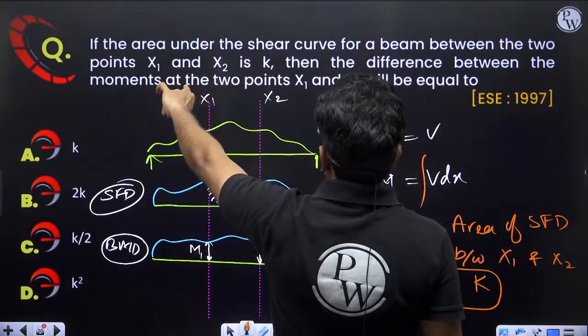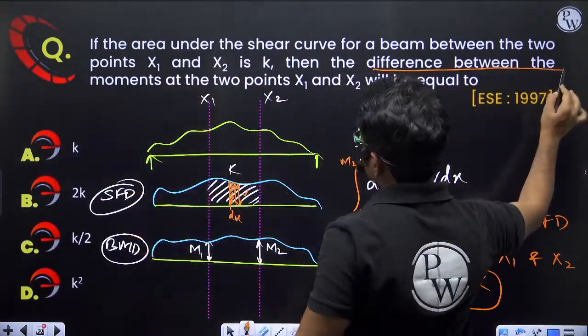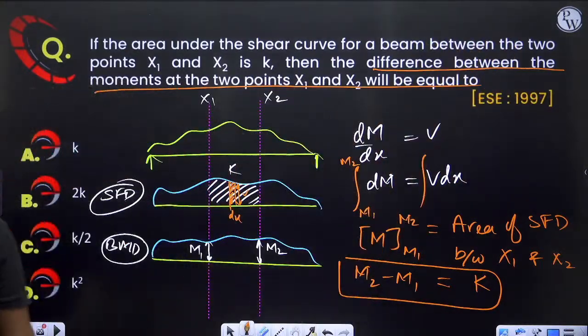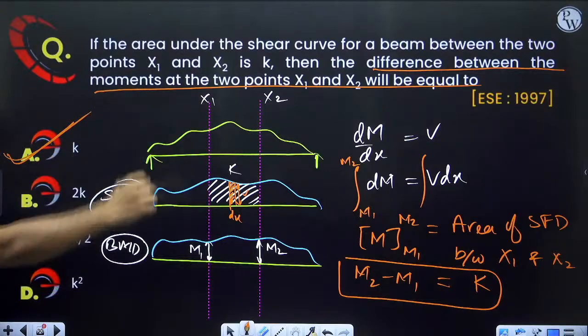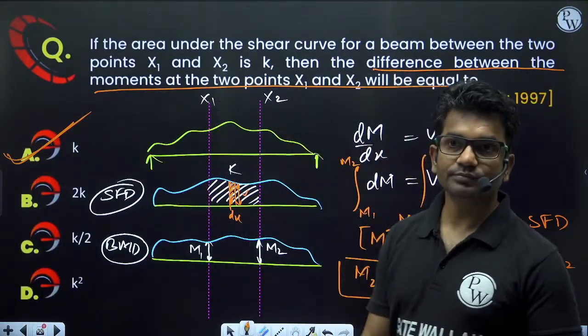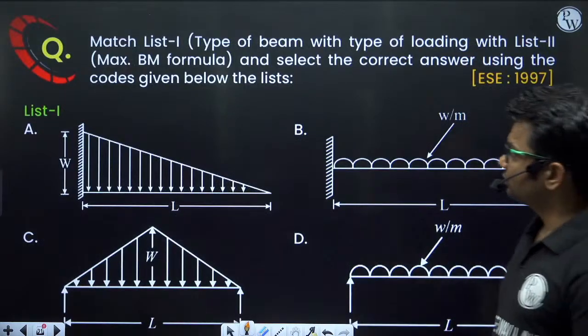So the question is, difference between the moments at the 2 points x1 and x2 will be equal to option A, k. K is the correct answer. Clear? Let's move on to next question.